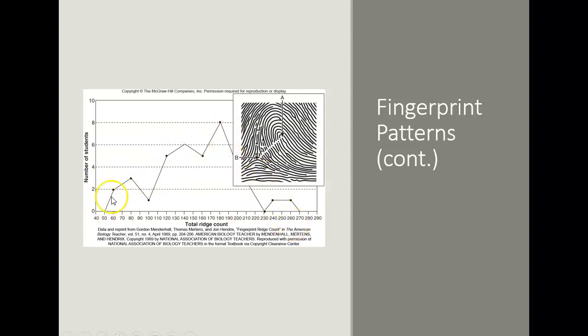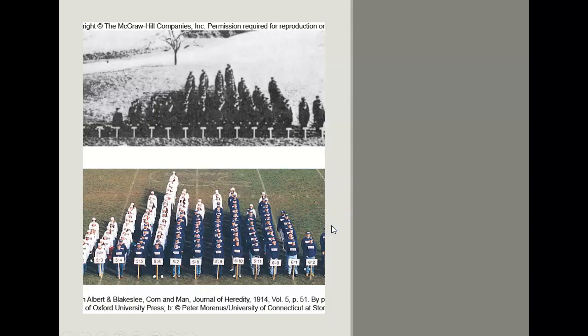And again, you can see this continuous variation pattern that I mentioned, this bell curve, right? So most of the class had something here in the middle. A few people had very few ridges, and there were a few people that had a lot of ridges, right? So again, we're following this bell-shaped curve. We can also look at this for a trait like height.